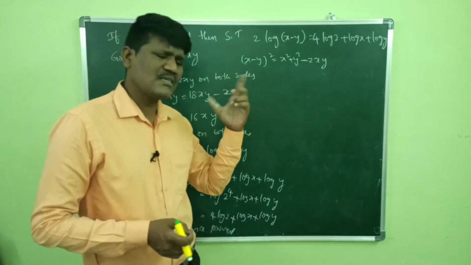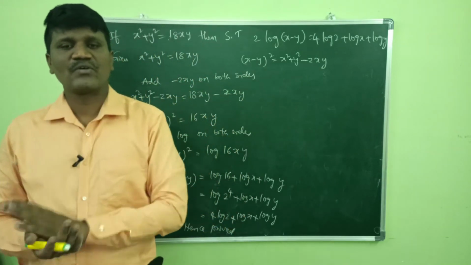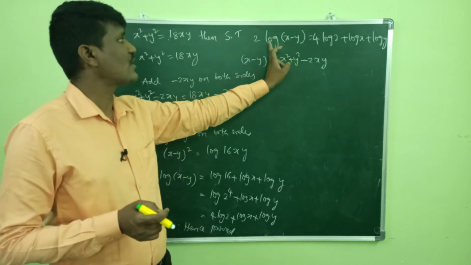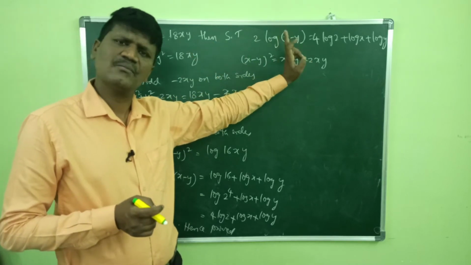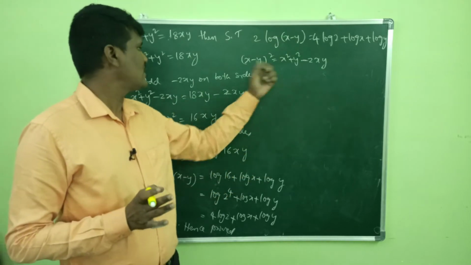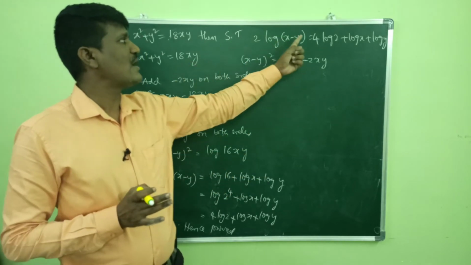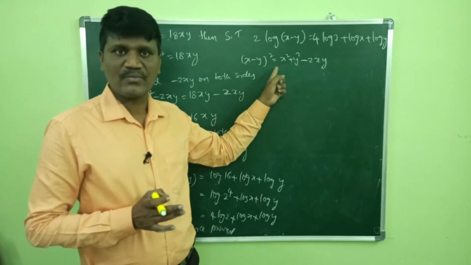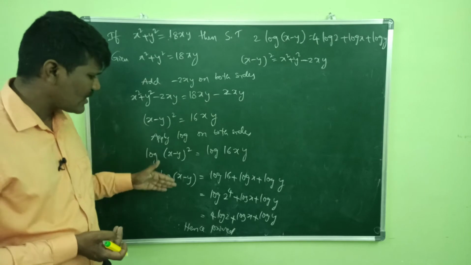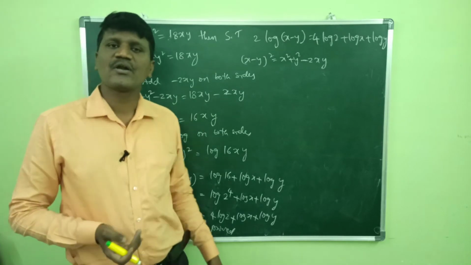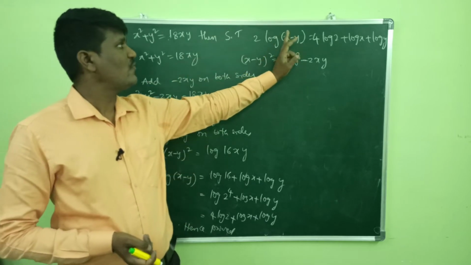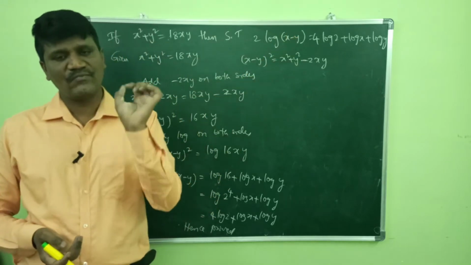Based on this, you will definitely get either a 2 mark or 4 mark question. The only difference is, while seeing the question, you should observe whether there is a plus or a minus in the log. If plus is there, you should use the x plus y whole square formula and add plus 2xy. If minus is there, use the x minus y whole square formula and add minus 2xy on both sides. Next, apply log on both sides and use the product rule and power rule. Okay, so this is the one with the minus. This is based on the 5th question.